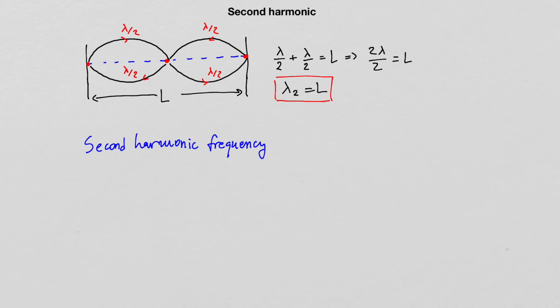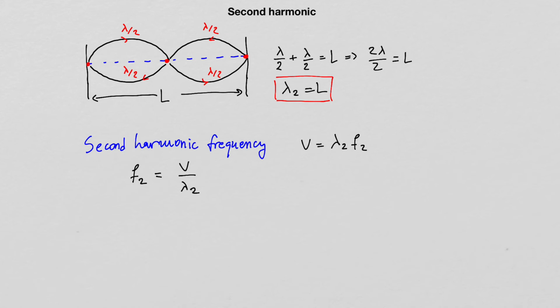Now let's determine the second harmonic frequency. Here I'm going to again use the relationship between the speed of the wave on the string, the wavelength, and the frequency of the wave. So for the second harmonic, the speed will be equal to the wavelength of the second harmonic times the frequency of the second harmonic. So then the second harmonic frequency f2 is equal to v divided by lambda 2. But I know that lambda 2 is equal to L.